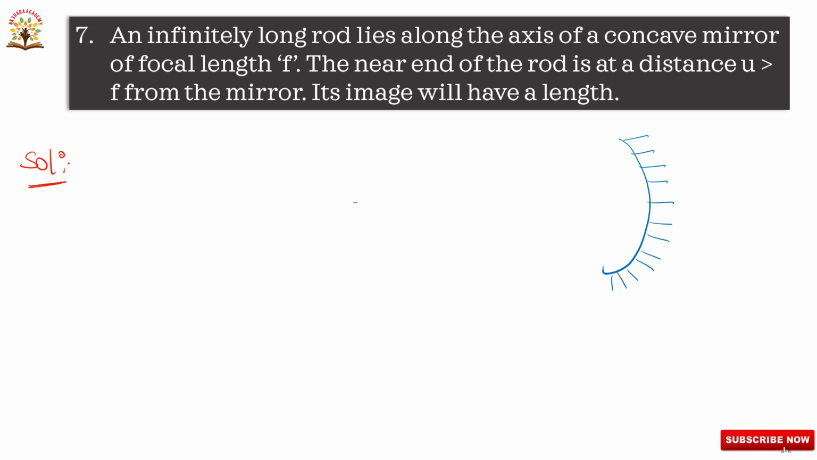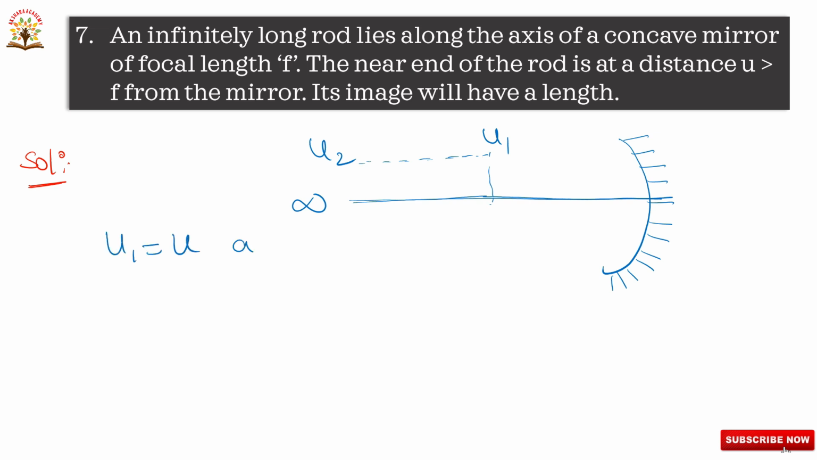A principal axis, and from infinity to this, here an infinitely long rod we are placing. This is u2 and this is u1. The rod lies along the principal axis of a concave mirror of focal length f. So here they given u1 is equal to u and u2 is equal to infinity.